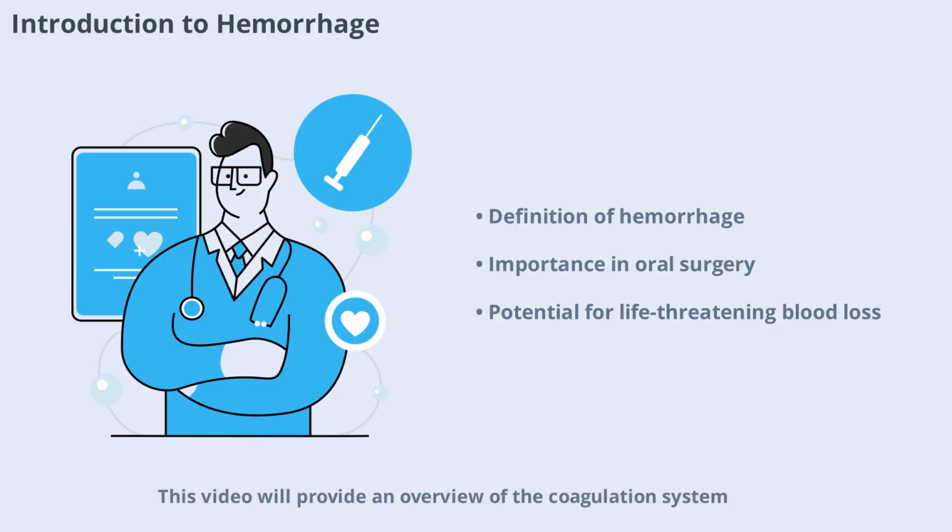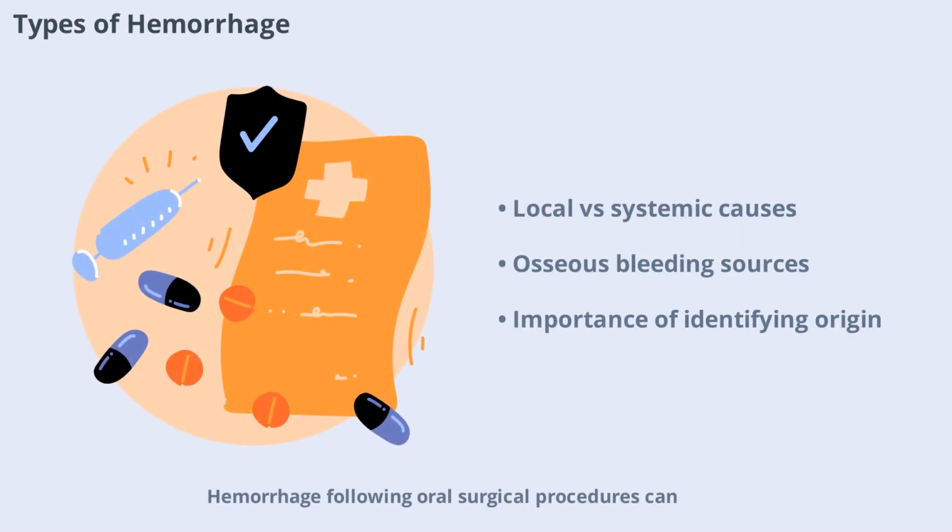This video will provide an overview of the coagulation system, the types of hemorrhage, and the management of shock resulting from blood loss, especially in oral surgery patients. Whether the patient is healthy or has acquired or hereditary bleeding disorders, knowing how to control bleeding is essential for safe surgical outcomes. Hemorrhage following oral surgical procedures can arise from local or systemic causes.